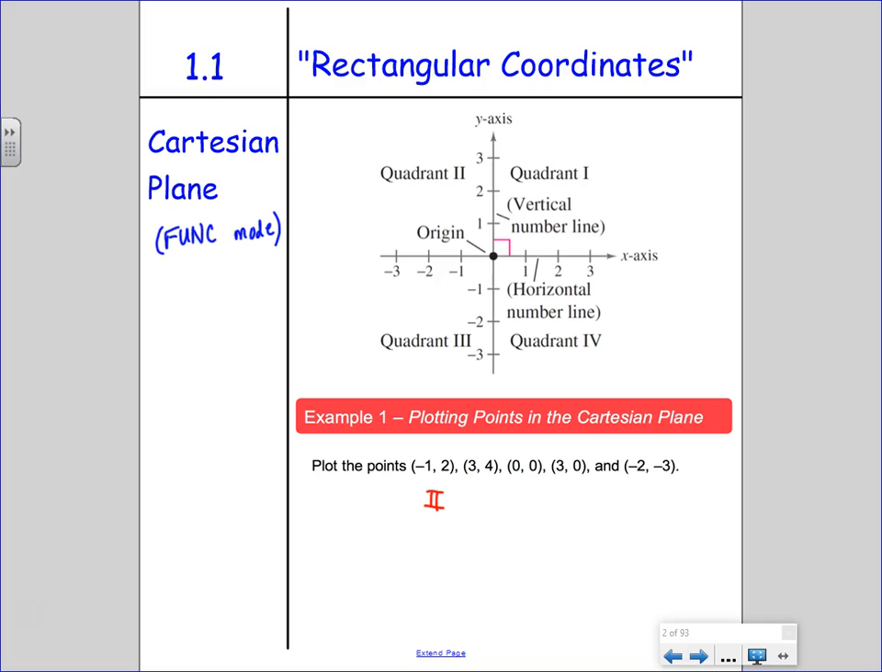How about the point 3, 4? And the reason being? Both are positive. X and y are both positive. Good. So moving to the right and up. How about 0, 0? Origin. At the origin. Good. Not a quadrant. Instead, the description would be it is the point at the origin. What quadrant is 3, 0?